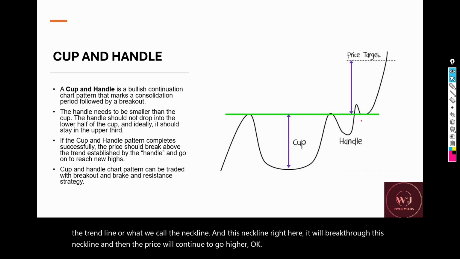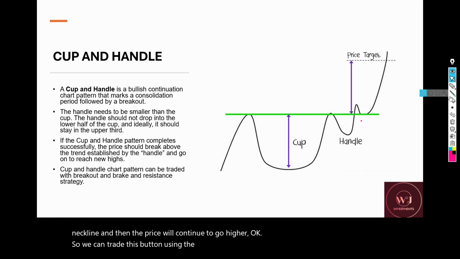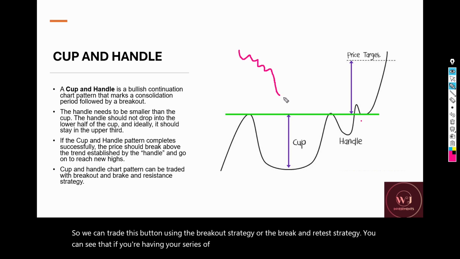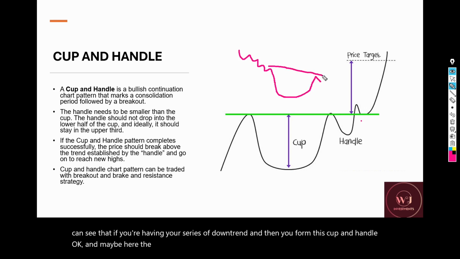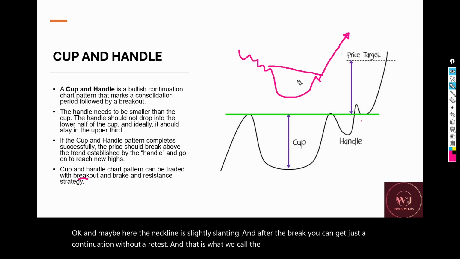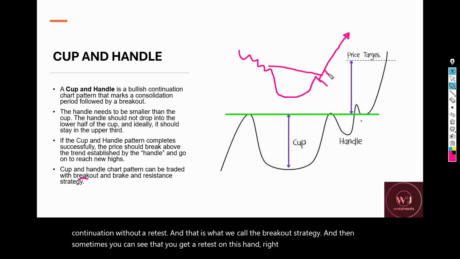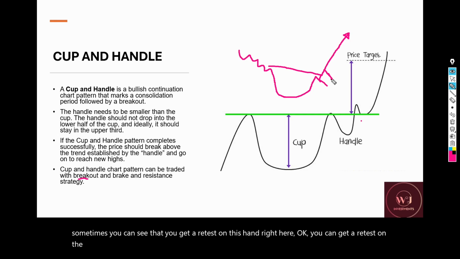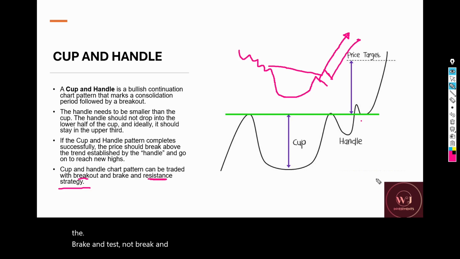So we can trade this pattern using the breakout strategy or the break and retest strategy. You can see that if you're having your series of downtrend, and then you form this cup and handle, okay, and maybe here the neckline is slightly slanting, and after the break you can get just a continuation without a retest, and that is what we call the breakout strategy. And then sometimes you can see that you get a retest on this handle right here. Okay, you can get a retest on the handle, and then the price continues into the bullish rally, and that is what we call the break and retest strategy.